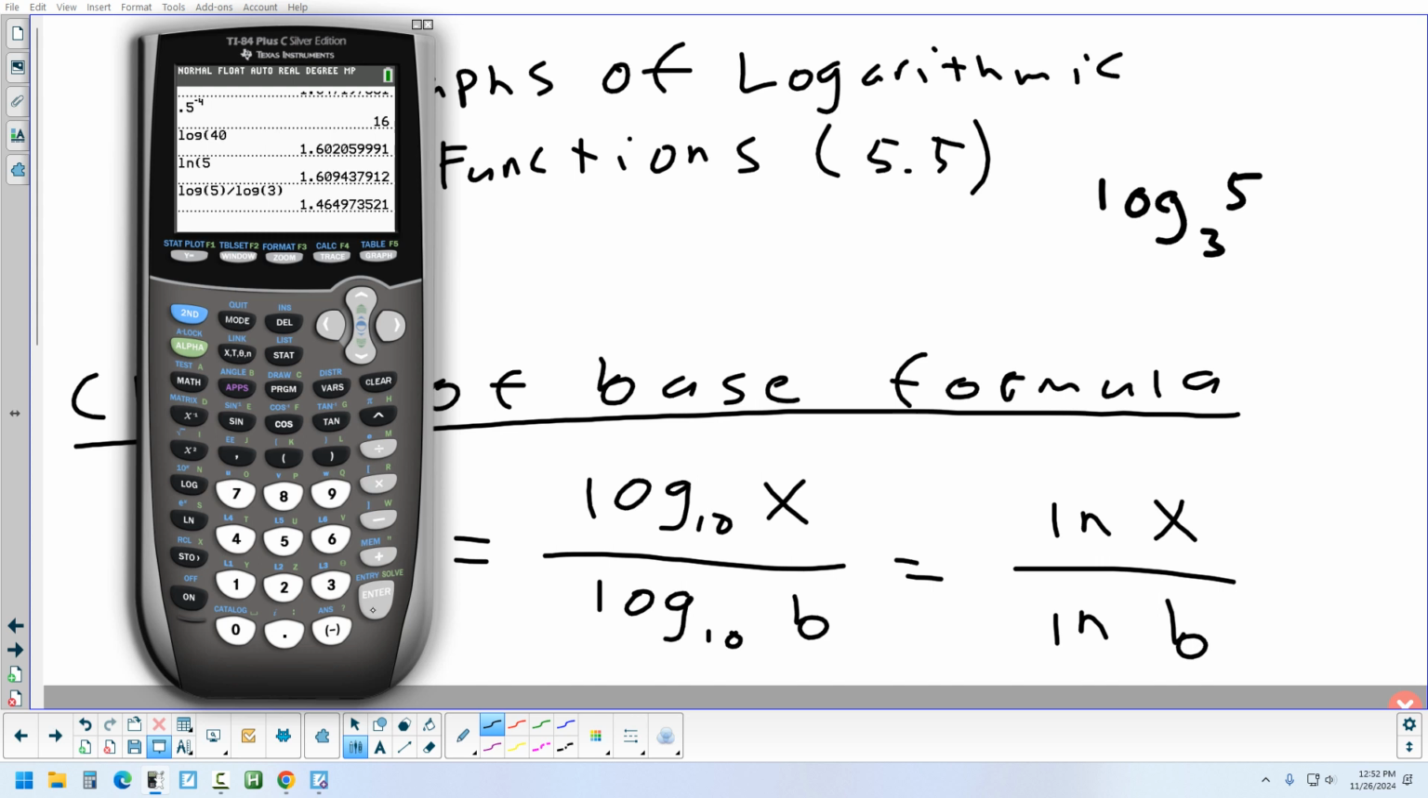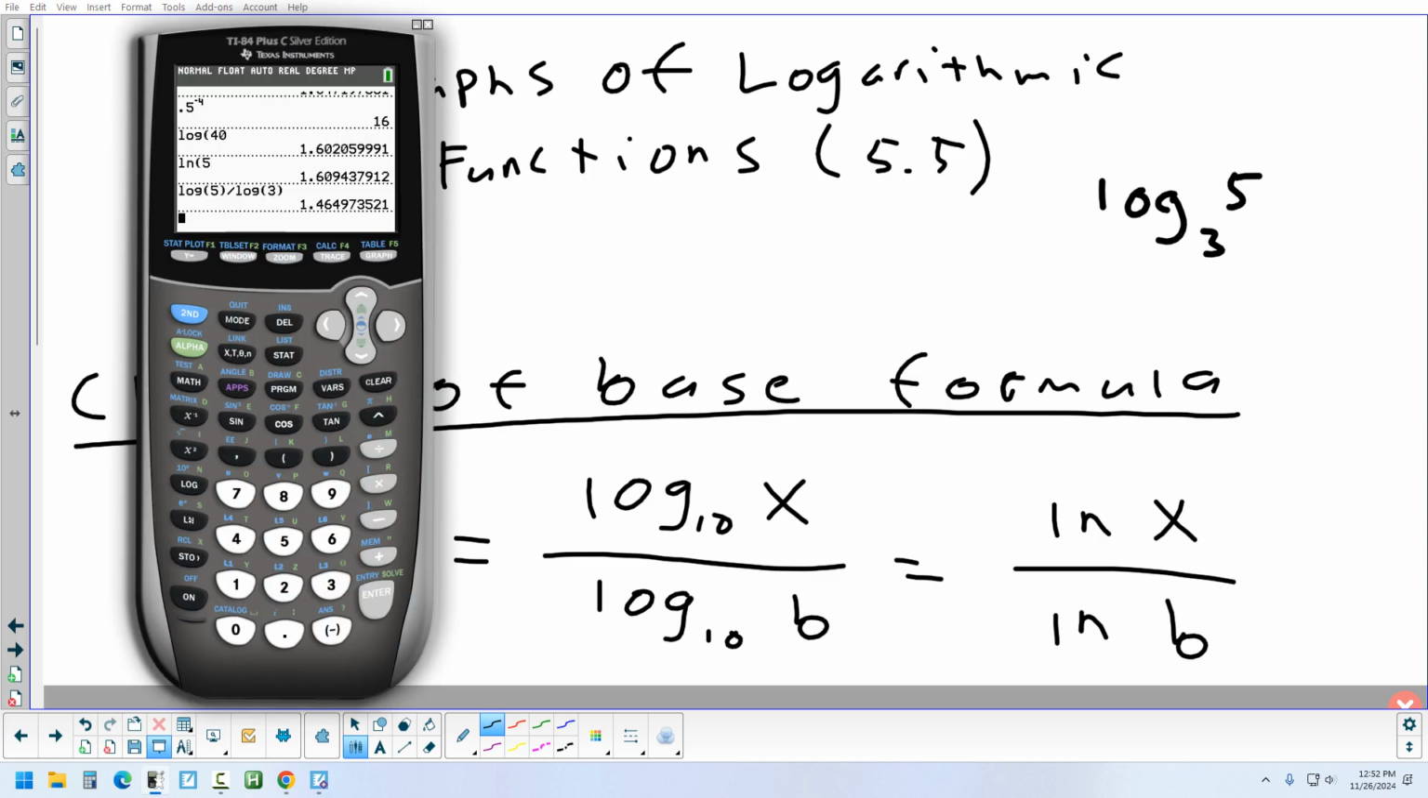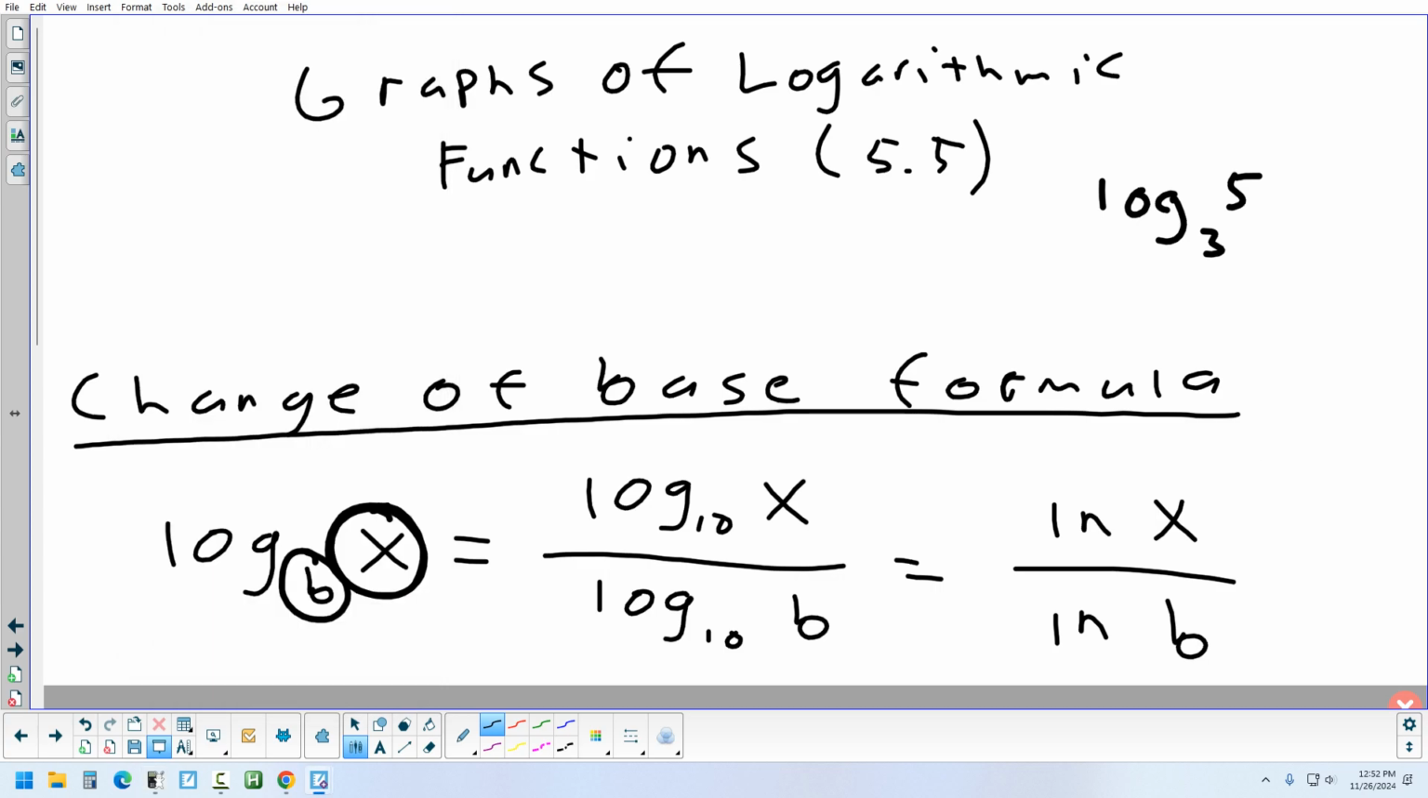Now, the other way you can do the change of base formula is just with ln's. You can take the ln of the argument, so ln of 5, and divide by ln 3. And you get exactly the same answer. So that's called the change of base formula. You take the log of the argument and you divide by the log of the base.